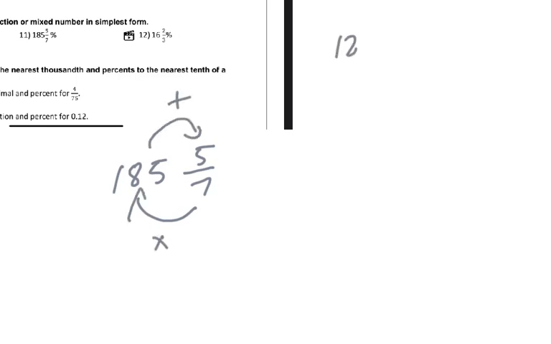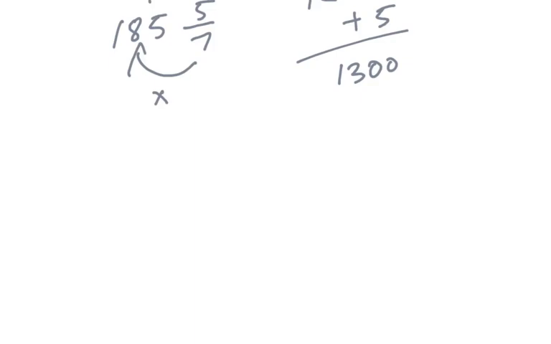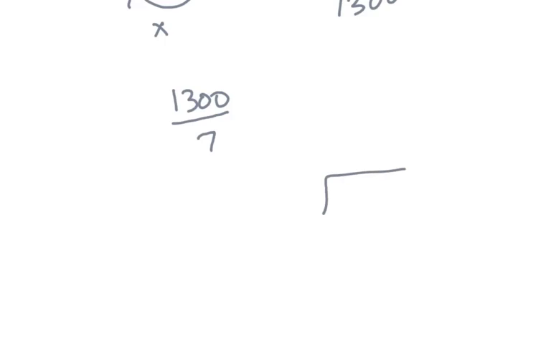So this one is 185 and 5/7. I'm not a big fan of 7. Here I'm actually going to apply what we call the Texas method to this one. So we have 185 times 7, that's 35. 5 times 7 is 56, plus 3 is 59. 7 times 1 is 7, plus 5 is 12. And we'll add 5 to that, which gives me 1,300. So now I have 1,300 over 7, to which I will apply long division.